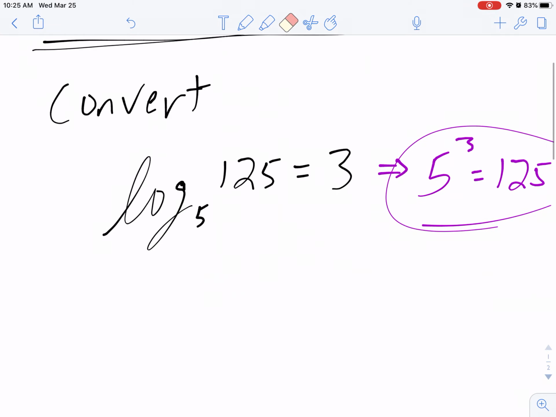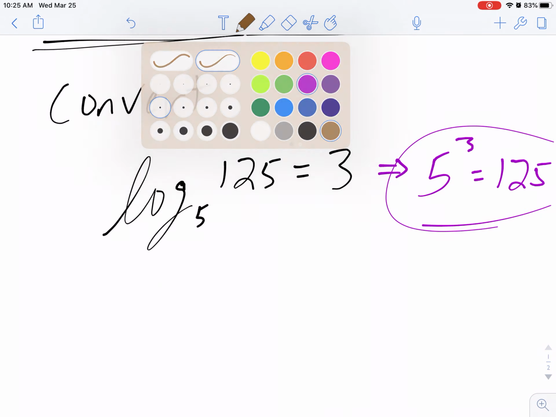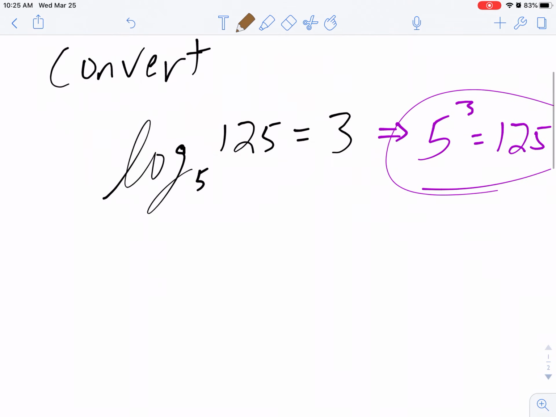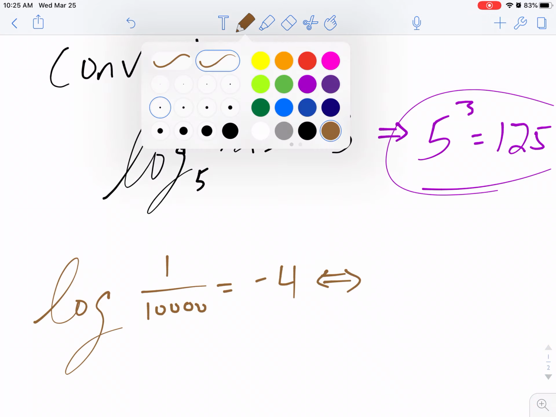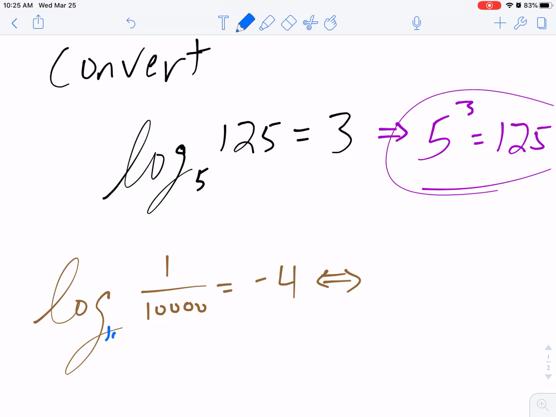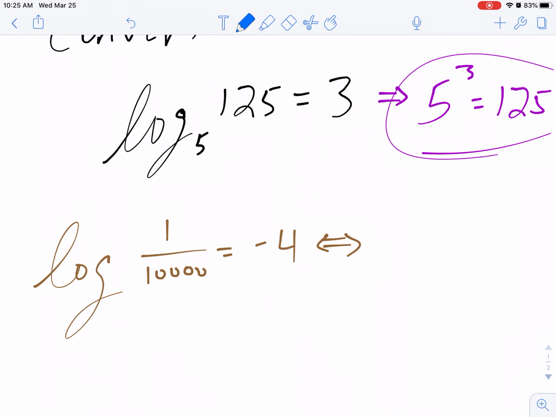Okay. Next one. Let's do something with fractions, because a lot of people hate fractions. If we do log of 1 over 10,000 equals -4. Okay. Now remember, this is a common log. The common log is a base of 10. You're not going to see it written as a base, though. You just have to know that it's there. Log with no number down here, you have to assume it's a 10.